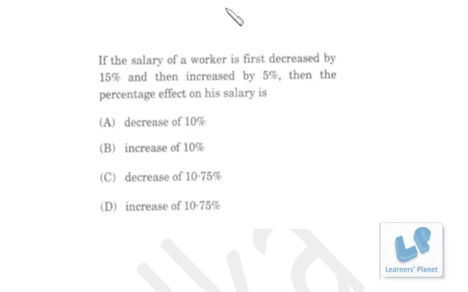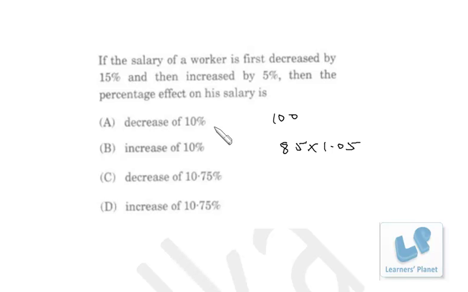Now, if the salary of a worker is first decreased by 15%, then increased by 5%, then what is the percentage effect on the salary? Okay, that's pretty simple. Initial salary, we start from 100. First, the salary is decreased by 15%, so now it is 85. Now it is increased by 5%, so that's the final answer, right? 85 into 1.05.